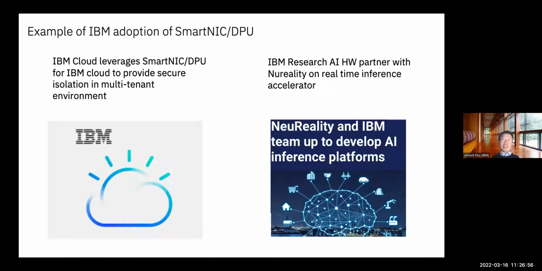So this is just one example. IBM has noticed the DPU and IPU possibilities and potentials. So these are just two examples, two projects that Denis showed here. I mean, there are other projects that we can talk about. There are a lot of opportunities, as you can see from yesterday's meeting. But these are just two examples that we have available today.